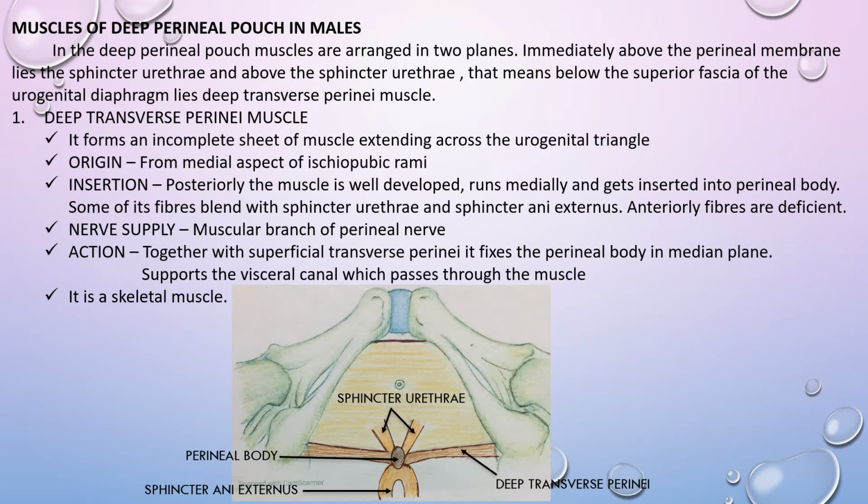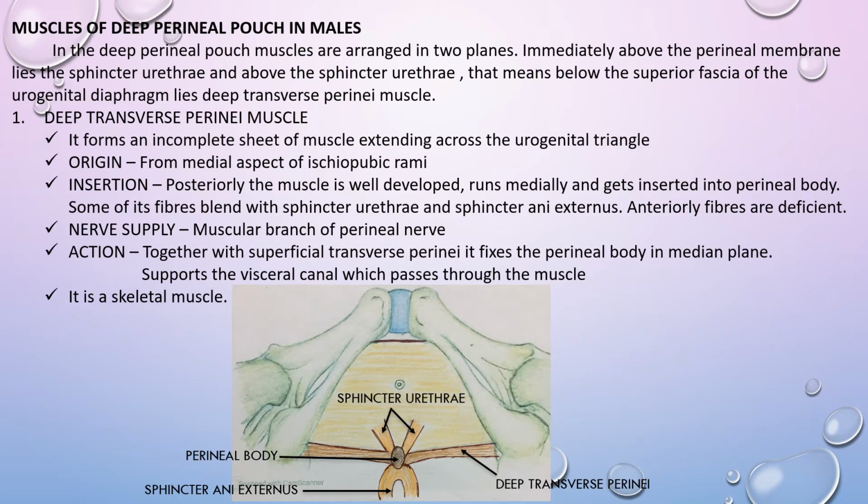In this diagram, you can appreciate the deep transverse perineal muscle extending across the pubic arch. You can appreciate that anteriorly these fibers are deficient. Posteriorly only, you can appreciate the well-developed muscle. The fibers get inserted into the perineal body mainly. All these things you can appreciate in this diagram.